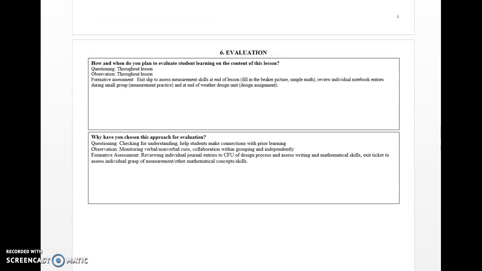And then finally, evaluation. How am I going to know that they're understanding this lesson? These are very simple hows and whens, but I think it is that simple. I put questioning, observation, and formative assessment. Questions, particularly in lecture, are so important to be engaging. Nobody wants to be like the professor off of Ferris Bueller.